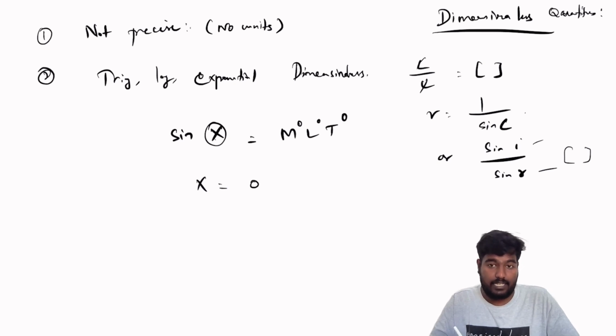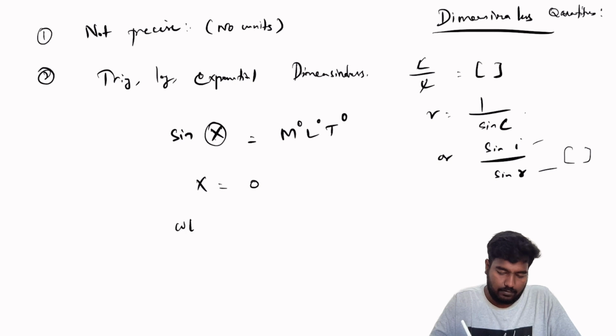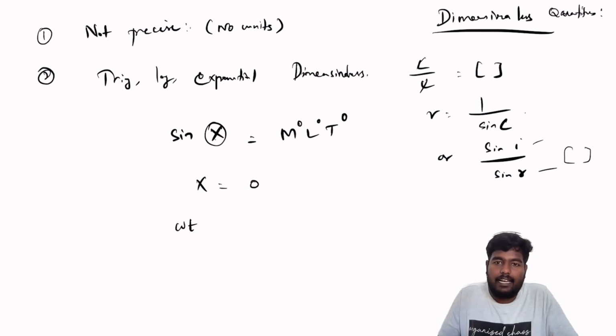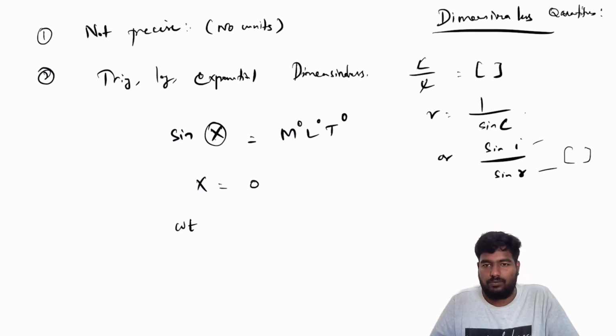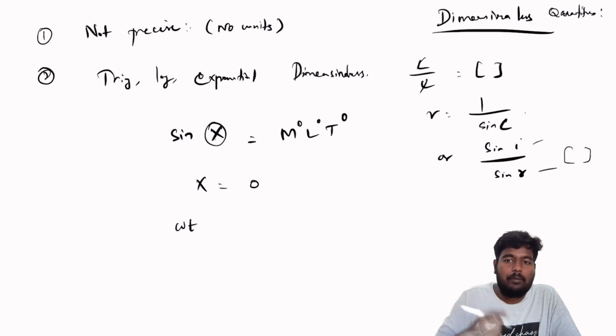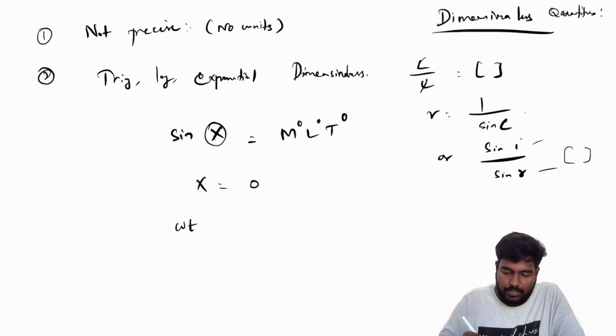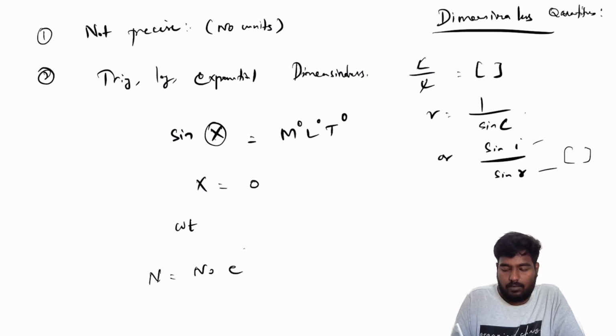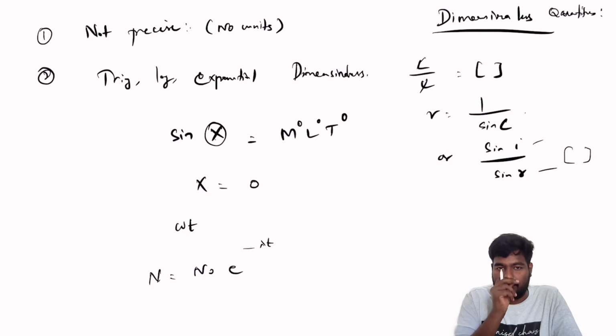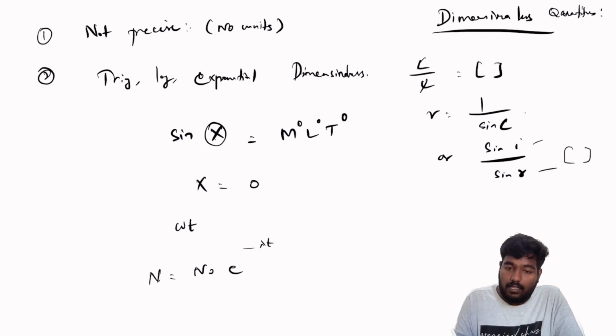So x can have different values. For example, inside it can have omega t or 2 pi as a pure number, anything. But its dimension should be 0. This you have to remember. Same goes for e power something. For example, you know this famous equation, N equal to n naught e power minus lambda t. Let's say. So anything in e power is dimensionless, so e power minus lambda t.